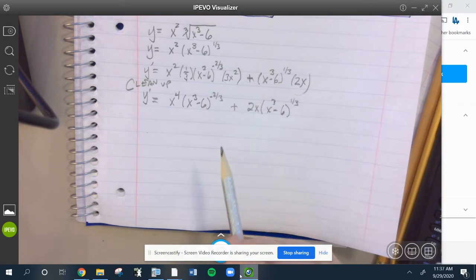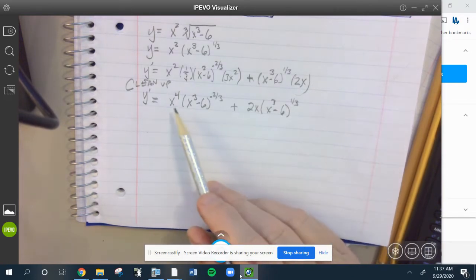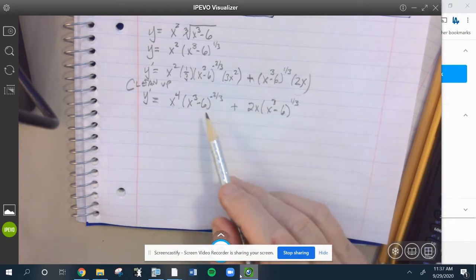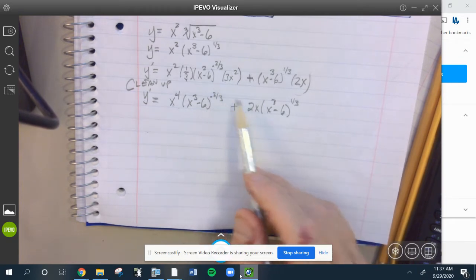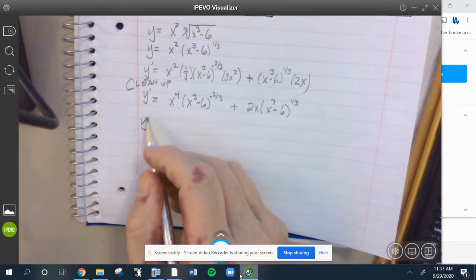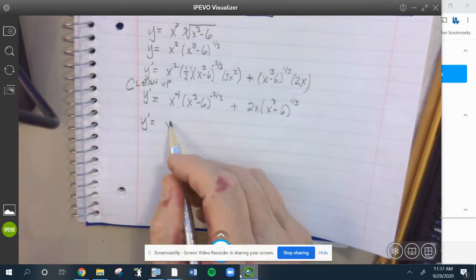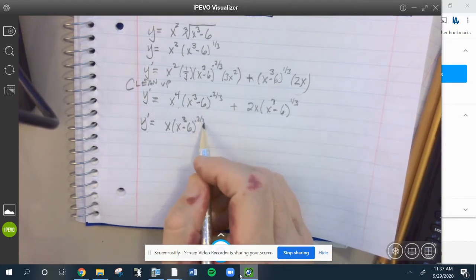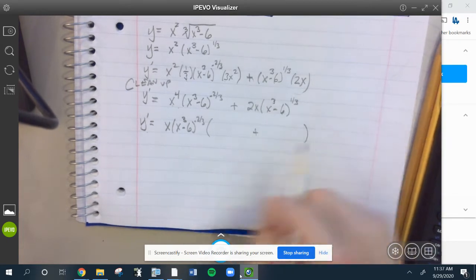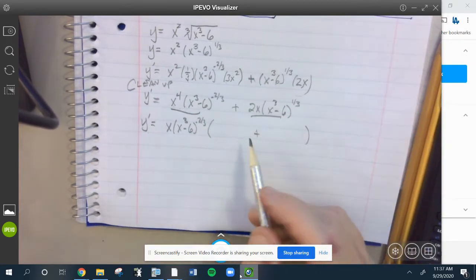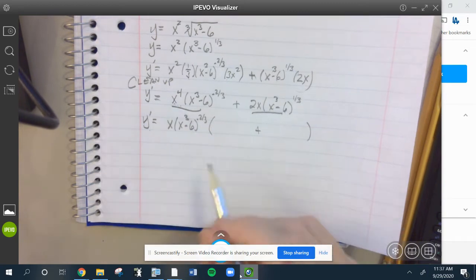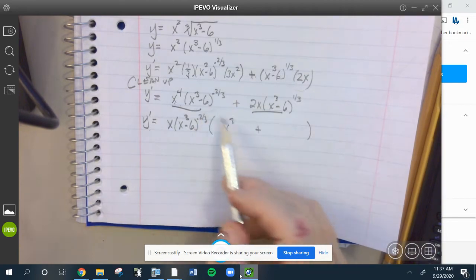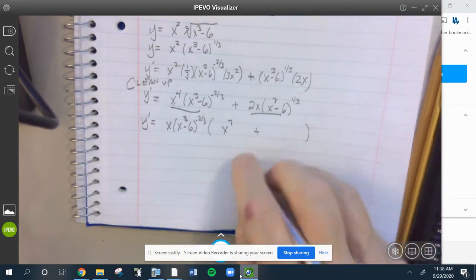And now I'm going to look for the common factors. Obviously an x to the 1st. And then also, obviously, I hope, is an x cubed minus 6 to the negative 2/3, because that's the lower of the two exponents. So we are going to factor that out. X times x cubed minus 6 to the negative 2/3. And write down what's left over in each of these two terms. Well, I factor out an x from x to the 4th, so I'm left with x cubed. I factor out this entire x cubed minus 6 to the negative 2/3, so it would just be like a 1.